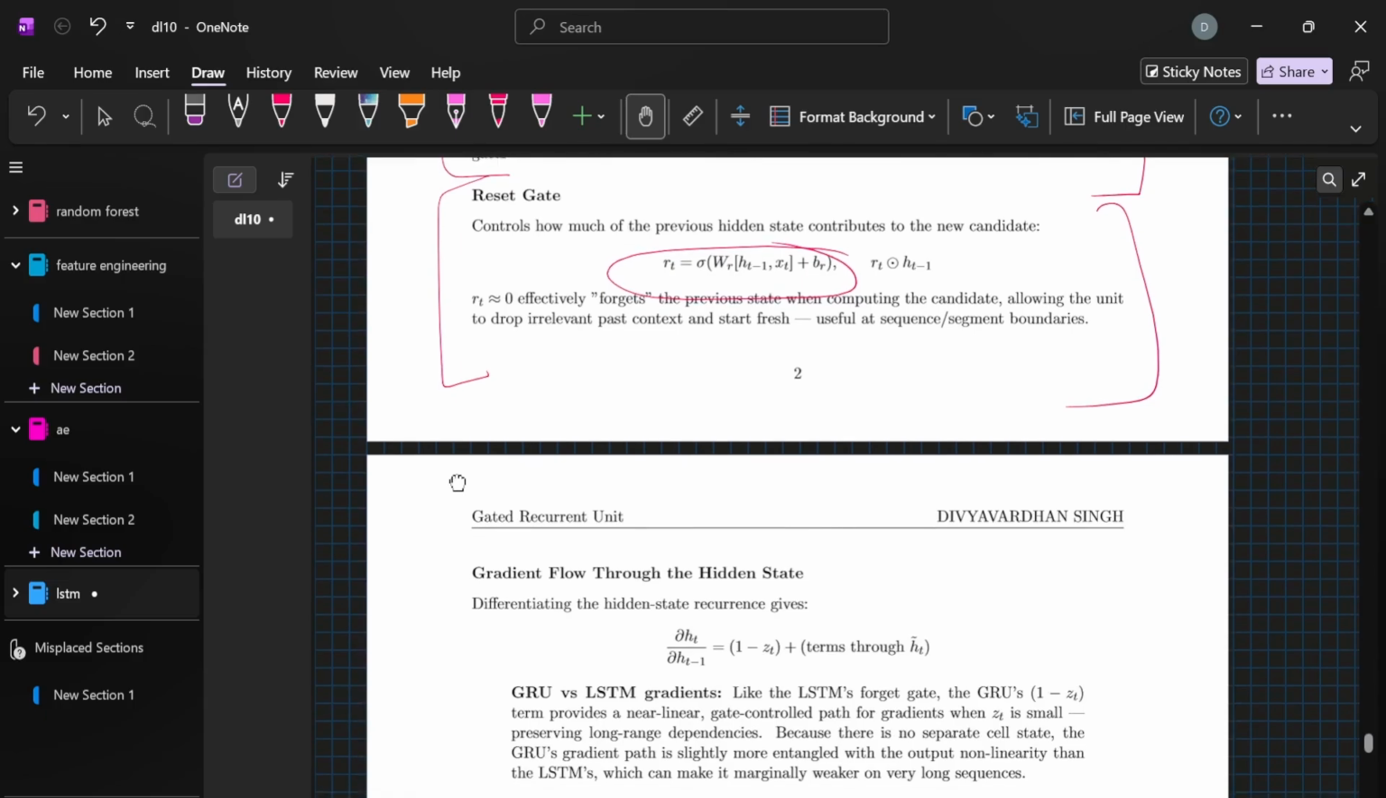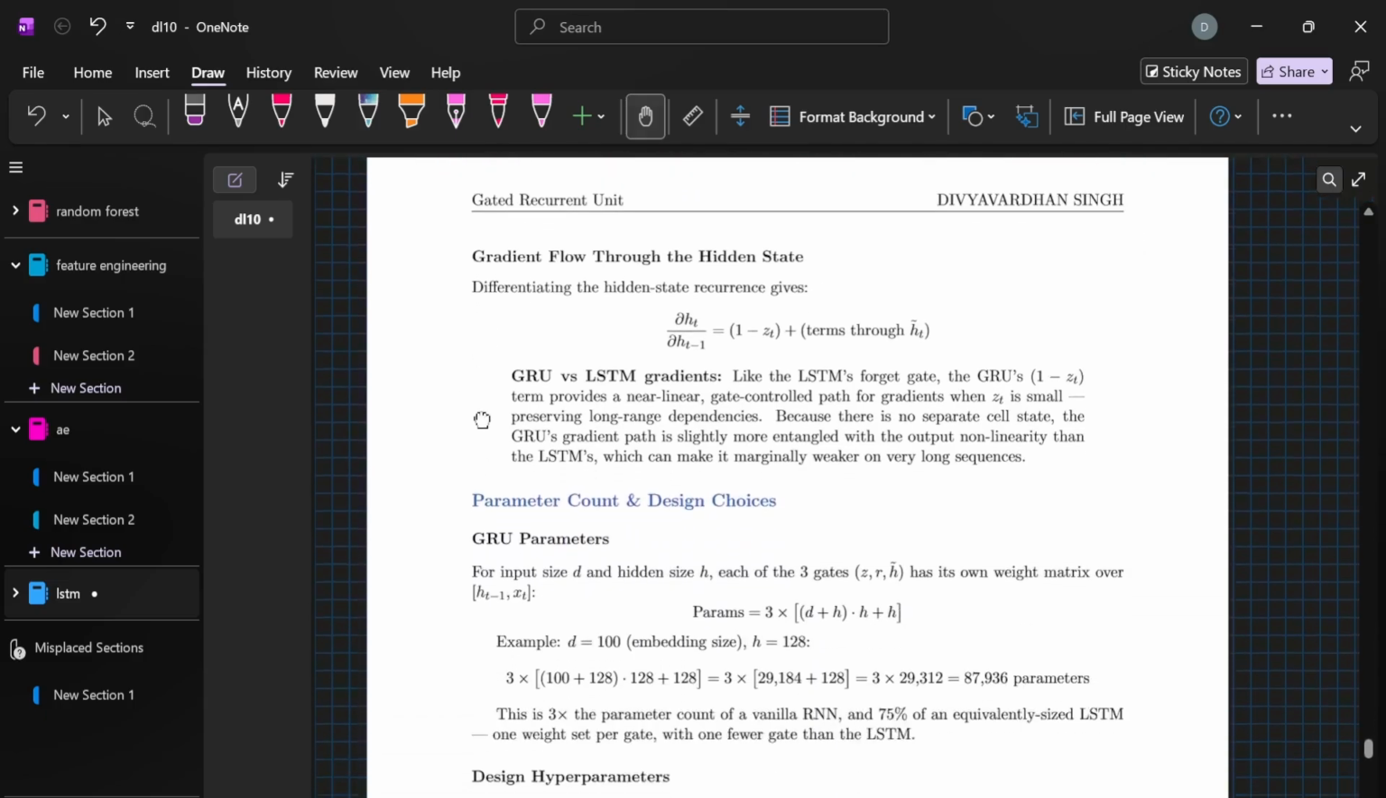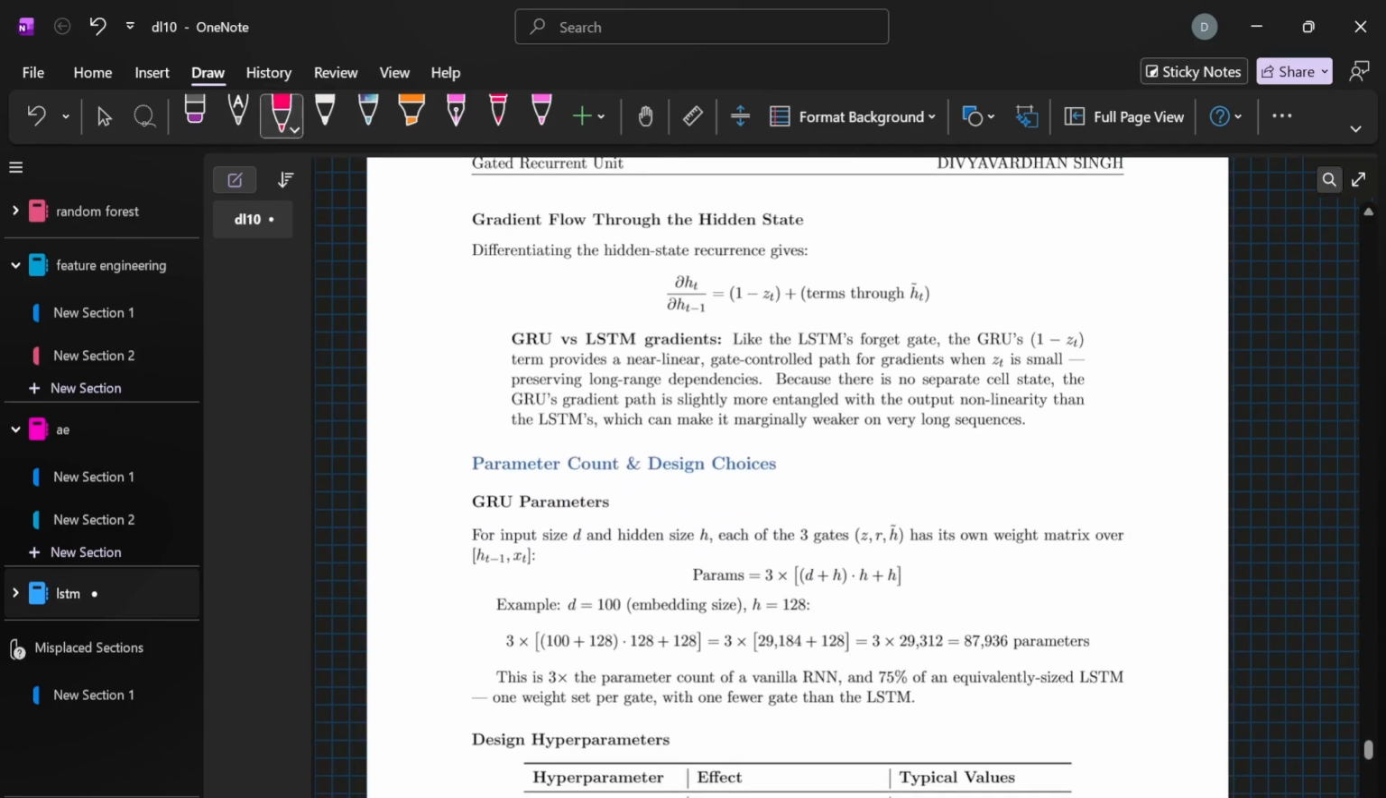Now we have something called gradient flow, that is how GRU handles long sequences. Okay, so this is the equation given here. You can see that the 1 minus z of t term is the magical part, where z of t is small. This creates a linear gate control path for the gradient to flow back through time. This is very similar in spirit to the LSTM forget gate mechanism, and it actually happens to prevent vanishing gradient.